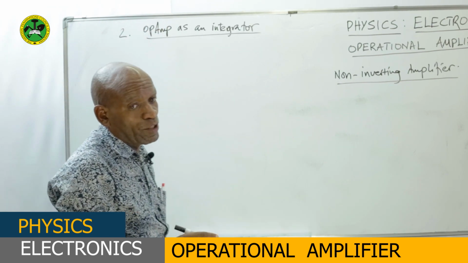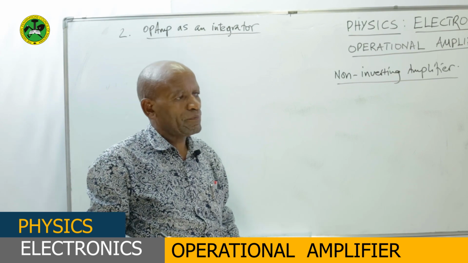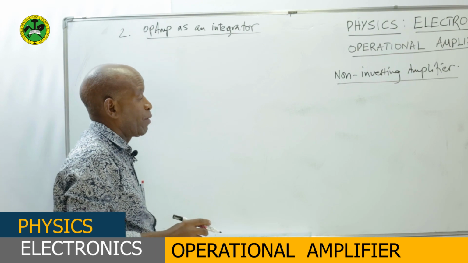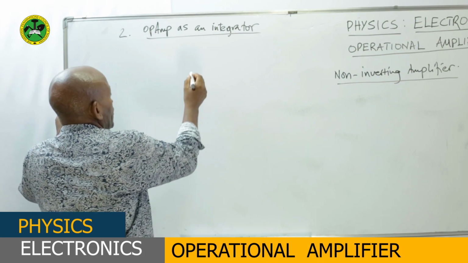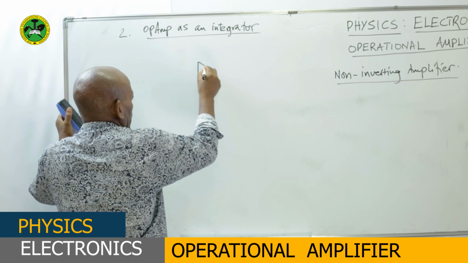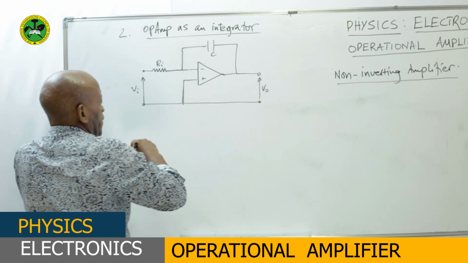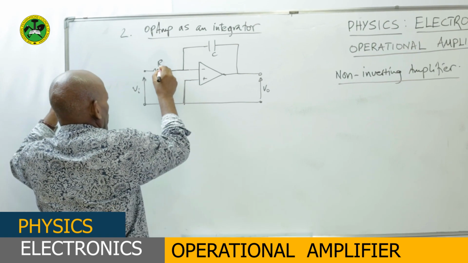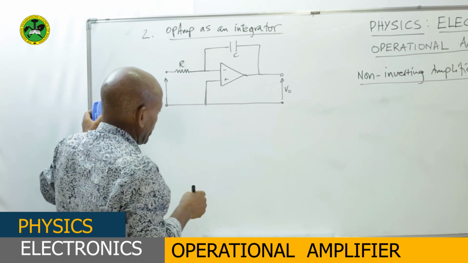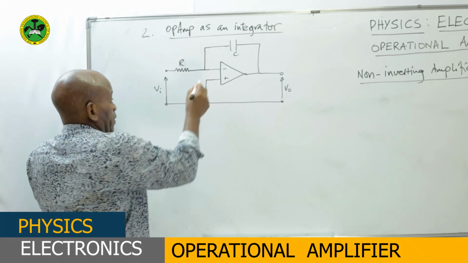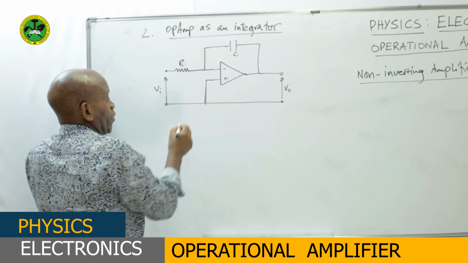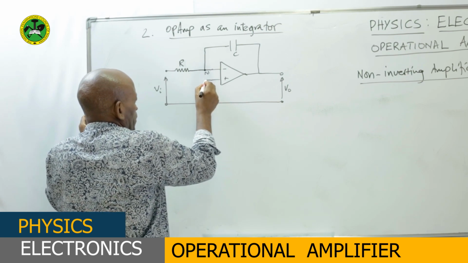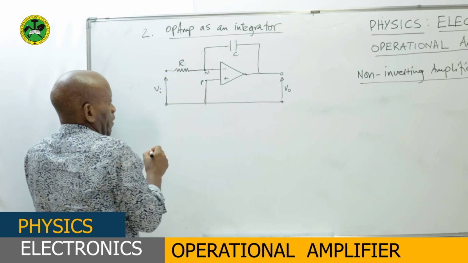An operational amplifier can also perform integration. This can be achieved whenever the operational amplifier is connected in this way. So we have this as our capacitor and this as the input resistor. Now, from Kirchhoff's current law, we are going to look at the current at that particular point. Let me call this point N and this point P.